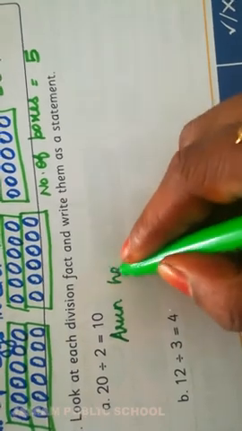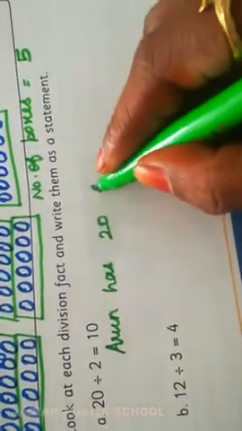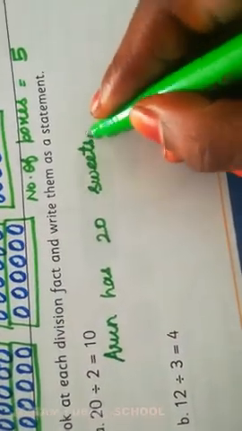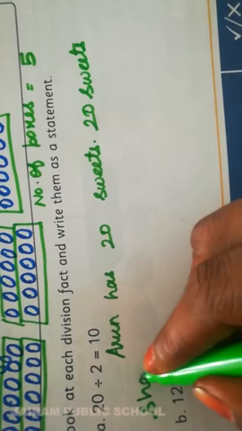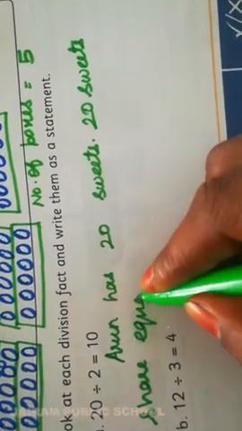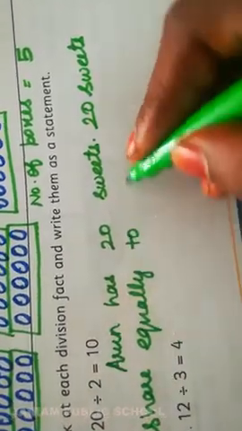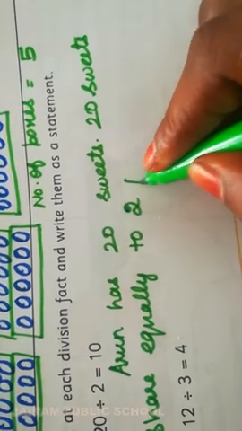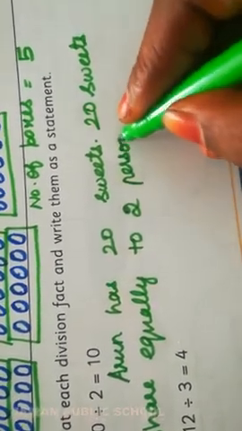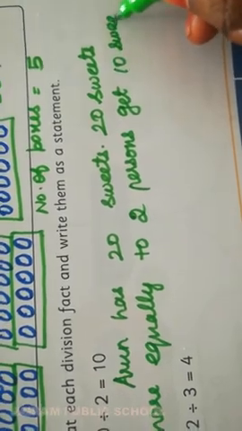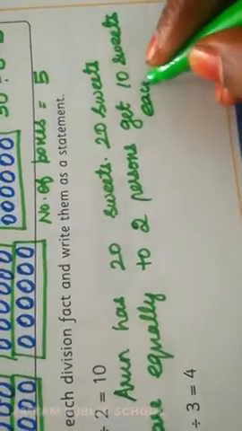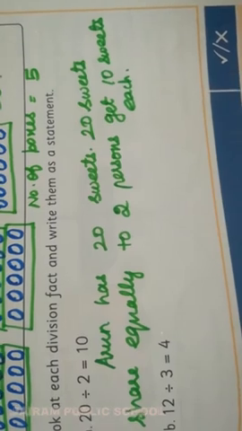Arun has 20 sweets. 20 sweets shared equally to 2 persons. Get 10 sweets each. This will be the first statement.